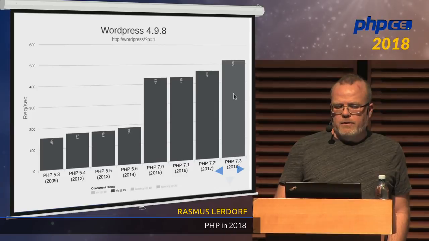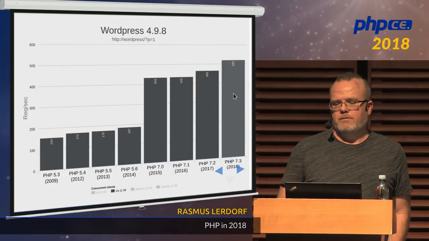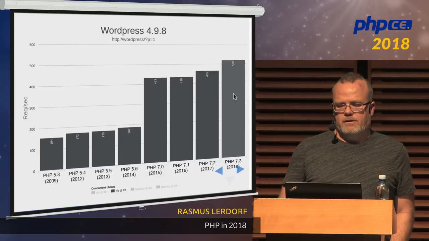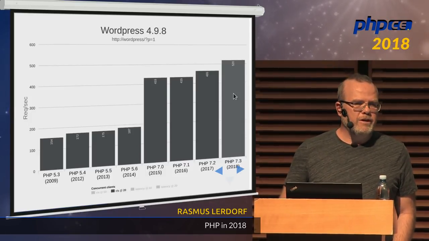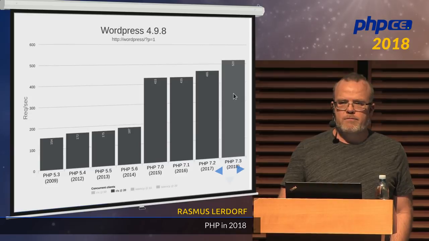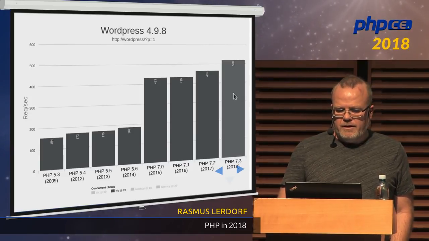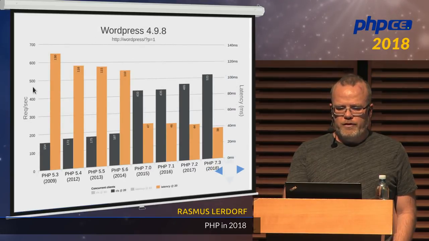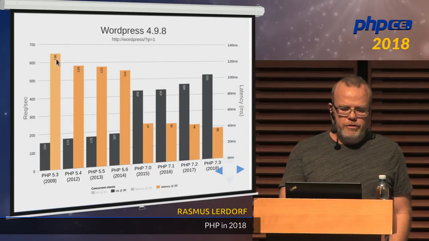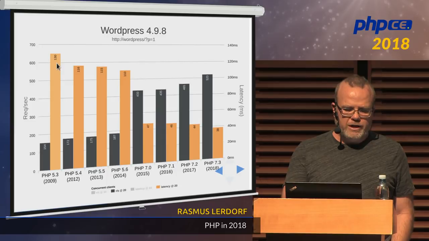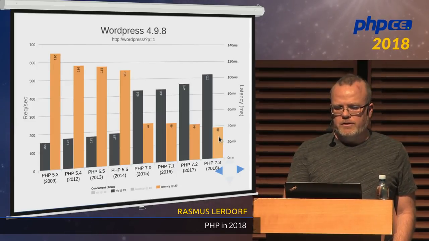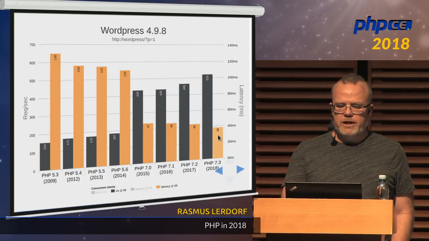7.4 right now is looking a little slower because of typed properties. I'll talk about that in a bit. But we're still hoping for some Dimitri magic to cancel out that performance hit. Latency-wise, obviously things have been improving as well, right? From 130 milliseconds to serve up the front page of WordPress in 2009, we're down to 38 milliseconds now on PHP 7.3.